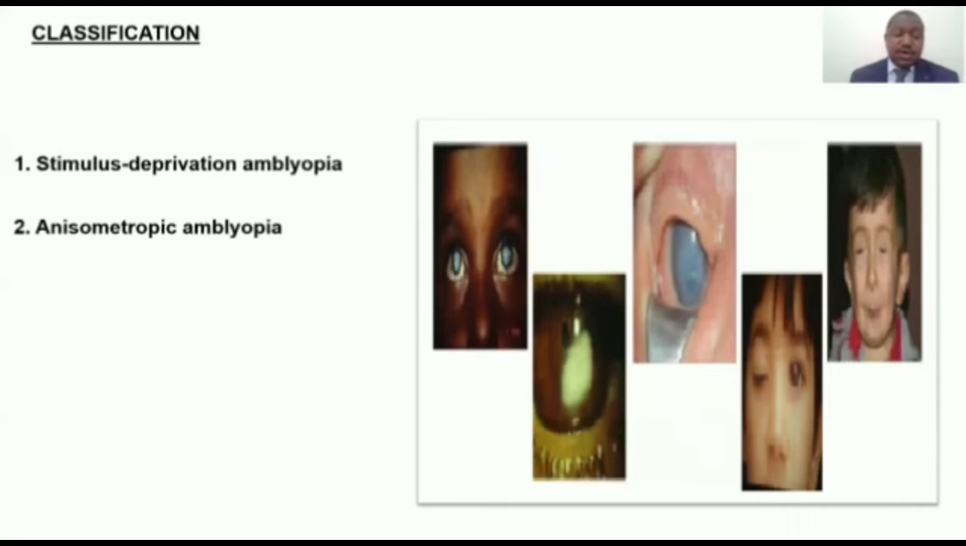The second type of amblyopia is anisometropic amblyopia. In anisometropic amblyopia, if there is any difference in refractive error between the two eyes, it results in development of amblyopia. The development of anisometropic amblyopia differs according to the type of refractive error. It more commonly happens in patients with hypermetropia. Patients with hypermetropia have a high risk for development of anisometropic amblyopia.